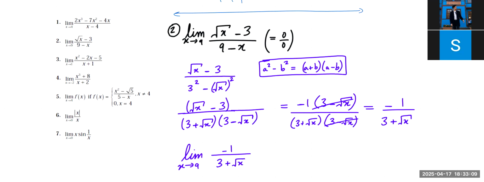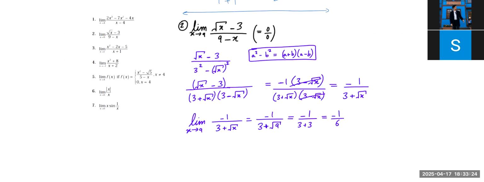And now I can finally rewrite my limit, and now I can plug in a 9 directly, which leaves you with minus 1 over 3 plus 3, which is minus 1 over 6. So the main trick was right here. There was an additional step that I had to do, which was this thing to make the cancellation happen.